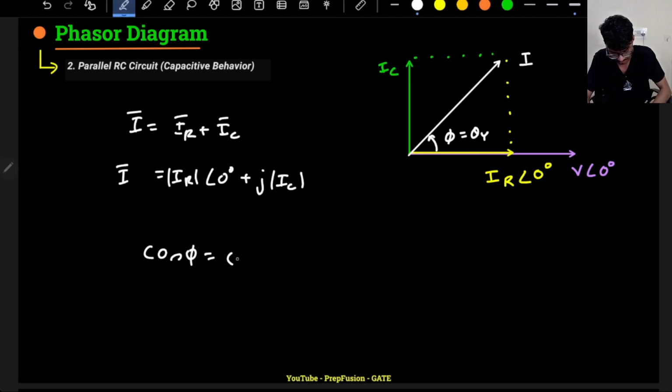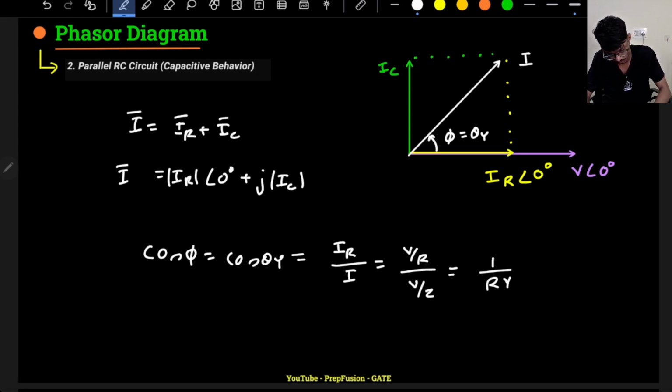So my cos phi, same as cos theta y, is equal to base upon height. Base is IR, height is I. IR is V by R, and I is V by Z, or you can write admittance also, so you get 1 by R upon y, because 1 by Z can be converted into admittance. Few people will say, sir, I will remember this 1 by Ry formula for parallel, and R by Z for series. It's fine, you can remember, it's up to you.